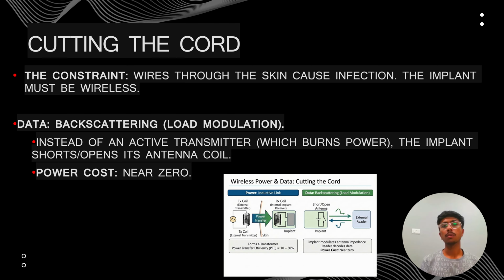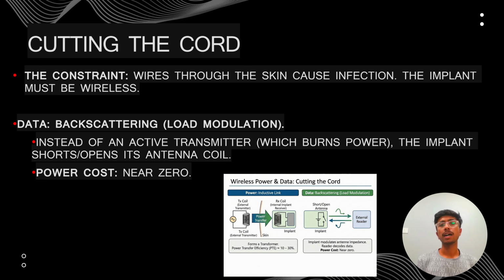So far, we have talked about how neural signals are acquired and processed. The next major challenge is how to get data out of the implant safely. This is what we mean by cutting the cord. The main constraint here is biological. If wires pass through the skin, they significantly increase the risk of infection. So any long-term neural implant must be fully wireless.